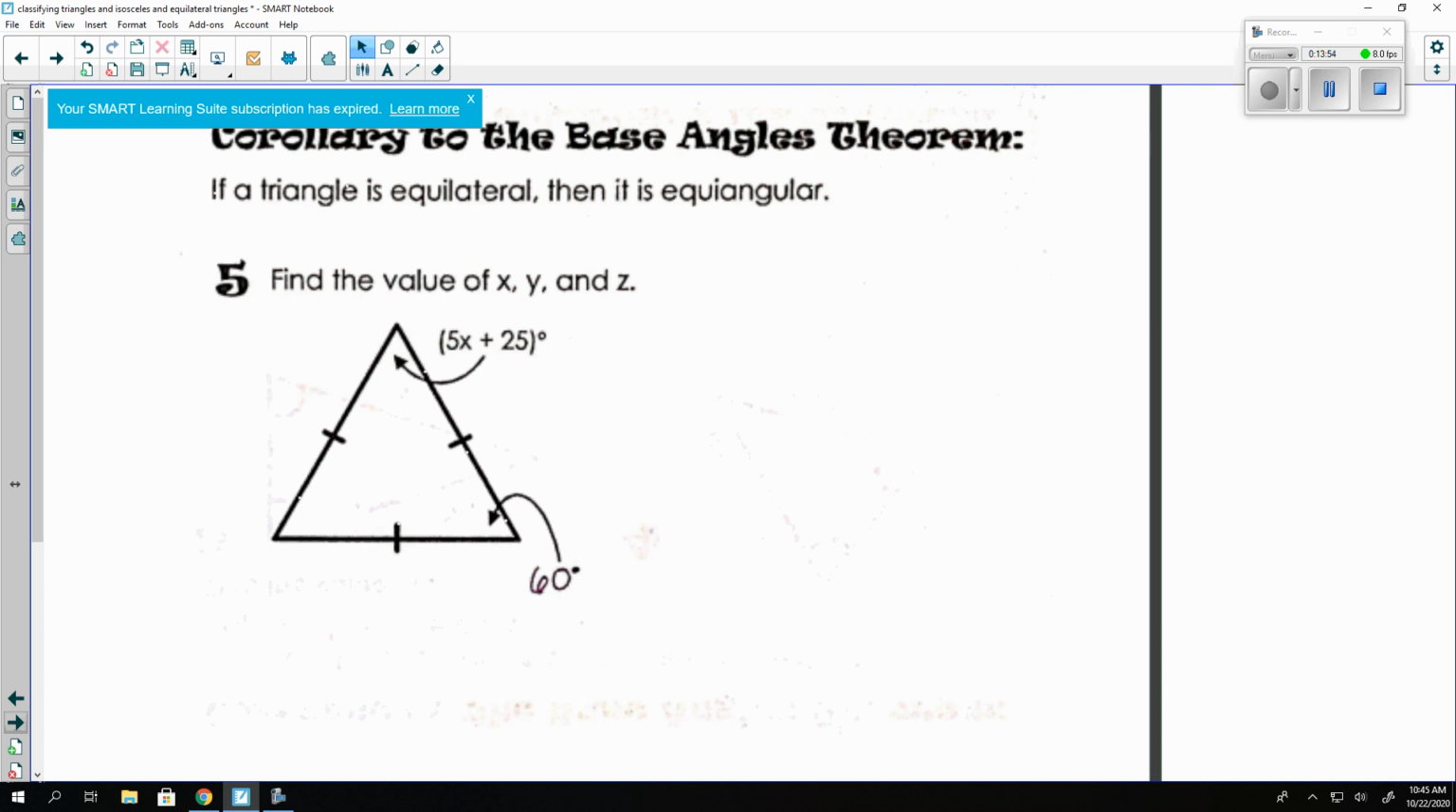All right, next one we have here. This is the corollary to the base angles theorem. So this is now where we go into that equilateral triangle thing here. So an equilateral triangle is kind of like an extension on that isosceles, and the fact that now we have all three sides congruent.